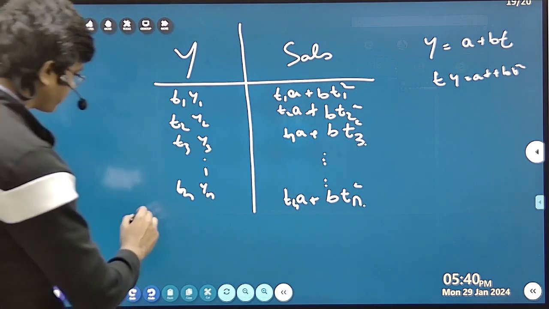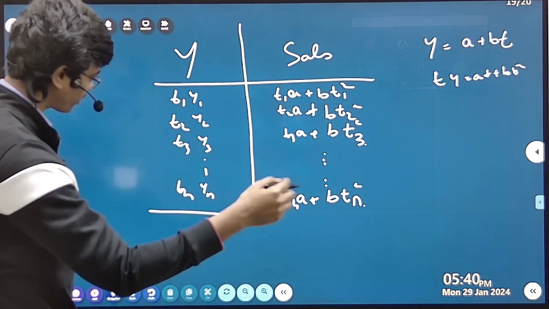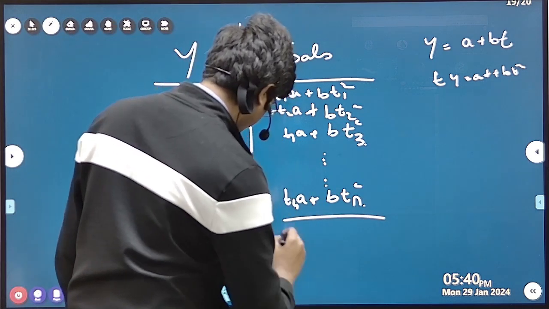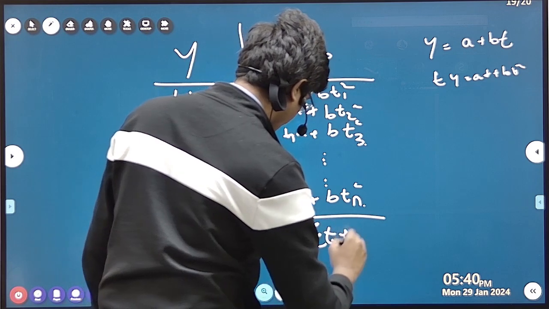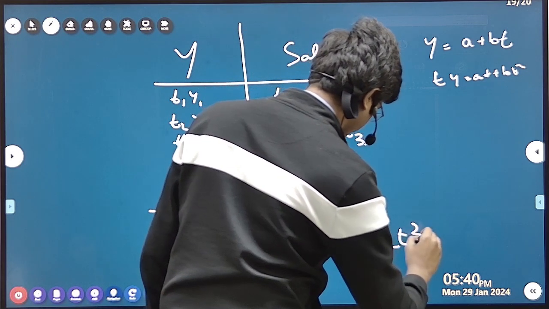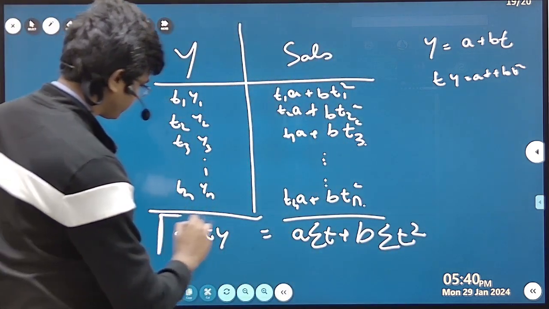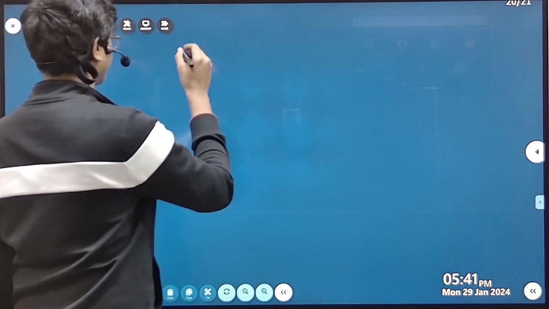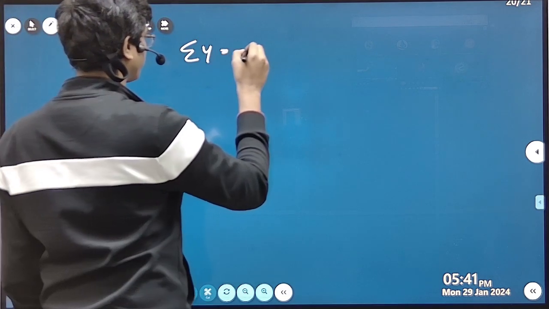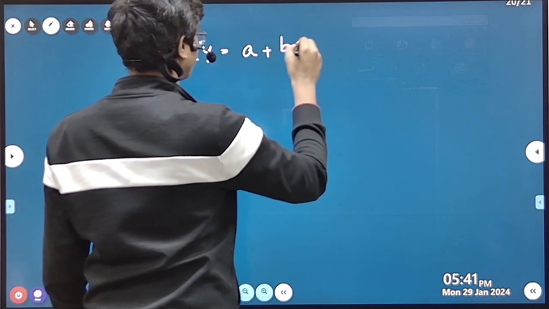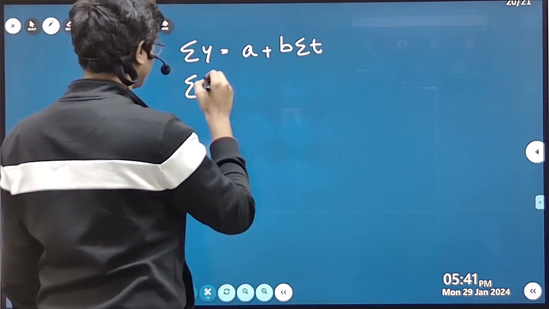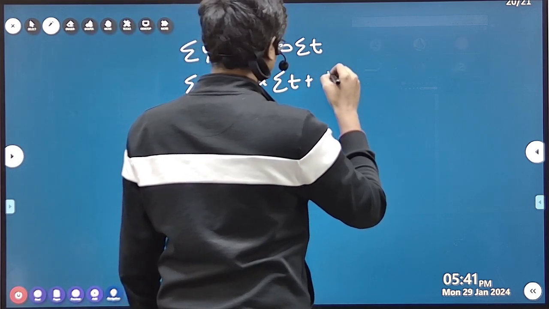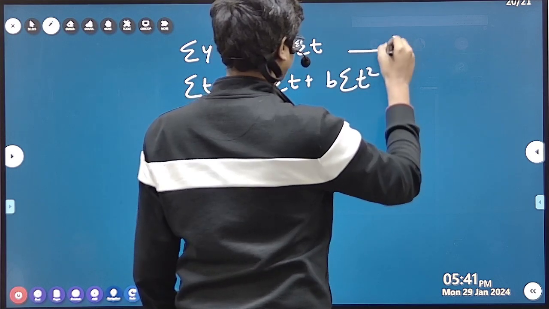Right. Now if I sum this, this will be my t1 y1 plus t2 y2 plus so on. So I can write this as sigma ty, right? This is equal to nothing but my a sigma t plus my b sigma t square, right? So this is my second equation. So we've got two equations, right? First one was my sigma y equal to na plus b sigma t. My second equation was sigma ty equal to a sigma t plus b sigma t square. Okay, this is my equation 1 and equation 2, right?